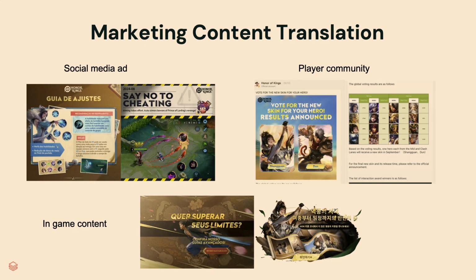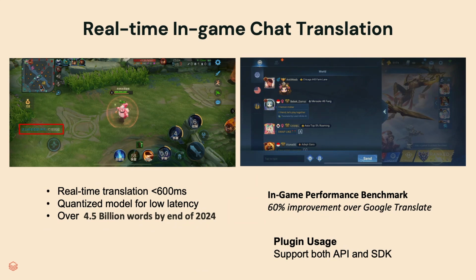Another application is marketing content translation, like social media advertisements and the player community. To be mentioned here, player community translation is much more difficult than online user chat, because some posts in the player community are super difficult, really long and professional, like academic papers. So to deal with those very difficult situations, we have to use a different base model for the player community.